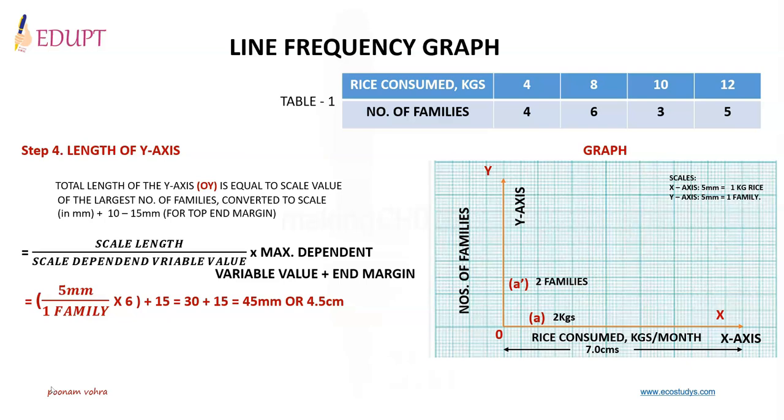That is 5 mm divided by 1 family into 6, because here the maximum value is 6 so far as number of families is concerned, plus 15. On calculating this, we get 30 plus 15, which is 45 or 4.5 centimeters, meaning that the length of y-axis will be 4.5 centimeters.